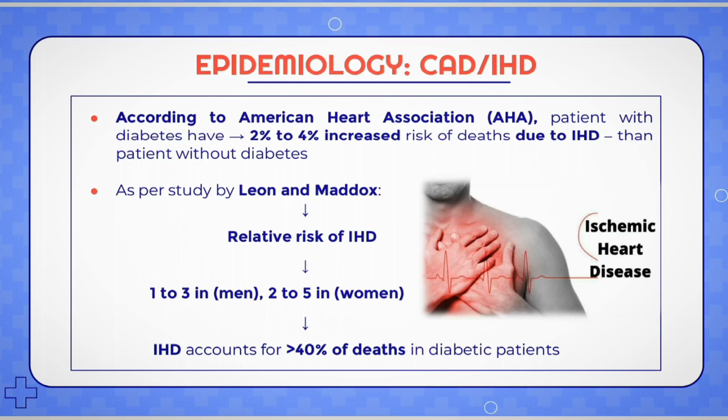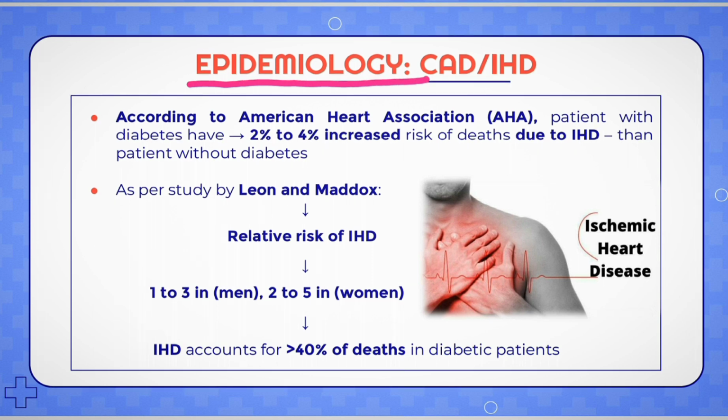Now let's discuss the epidemiology of coronary artery disease, which is also known as ischemic heart disease. As per the American Heart Association, any patient with diabetes has a 2 to 4% increased risk of death due to ischemic heart disease as compared to those patients without diabetes.